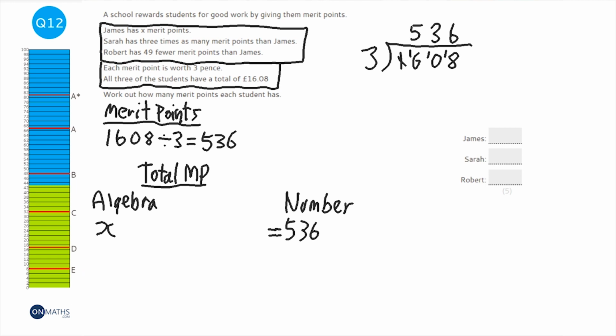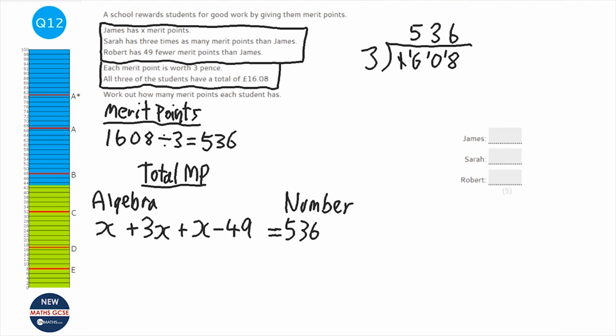And we'll put Sarah's down. Now, Sarah has 3 times more than James. Well, if James has x, Sarah will have 3x. And to work out our total, we add them together. So I'm going to put a plus there. Now, Robert has 49 fewer than James. So he has James's x, take away 49.